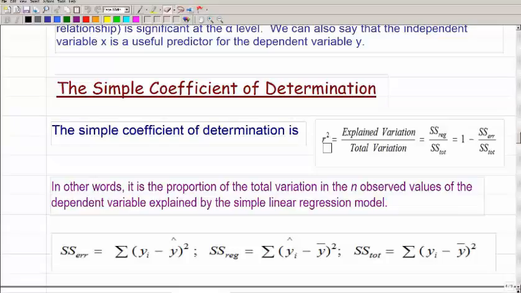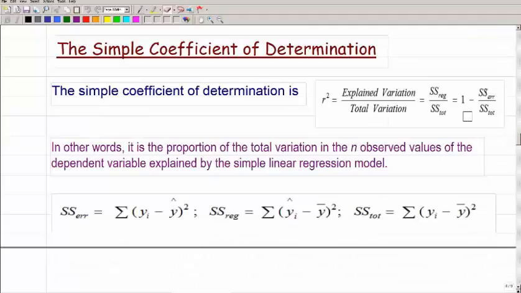Now you're not going to have to calculate this, but I went ahead and included it because I want to show you what these values were over here. We're going to get all our information from an Excel spreadsheet or perhaps some other statistical output. So I just want to show you what all these values are. We've already seen the SS error, and here's SS regression and SS total.